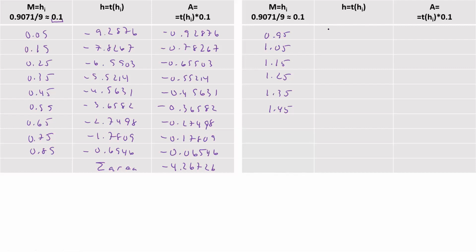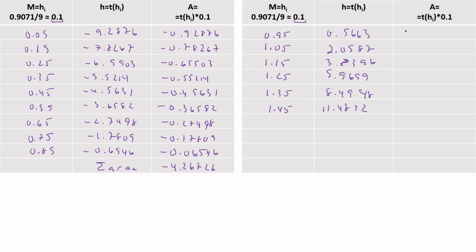And so 0.5663, 2.0587, 3.8396, 5.9659, 8.4948, and our 11.4832. All right, so again, we're taking it times 0.1 because our width is 0.1.